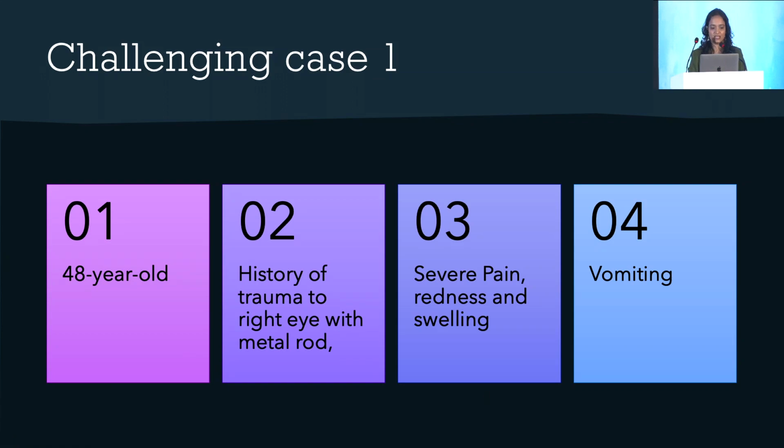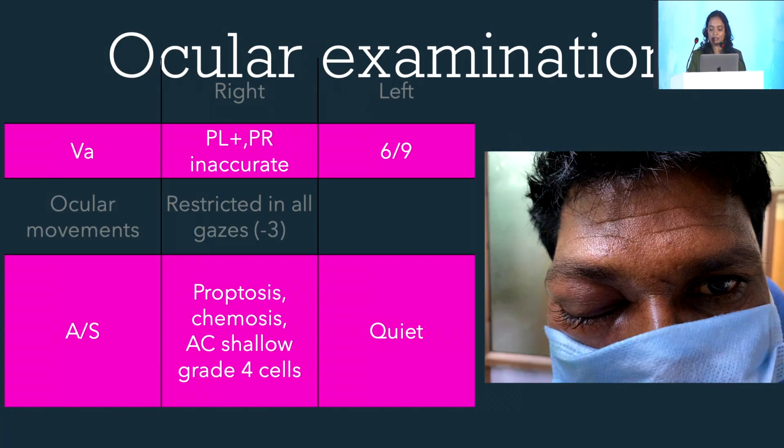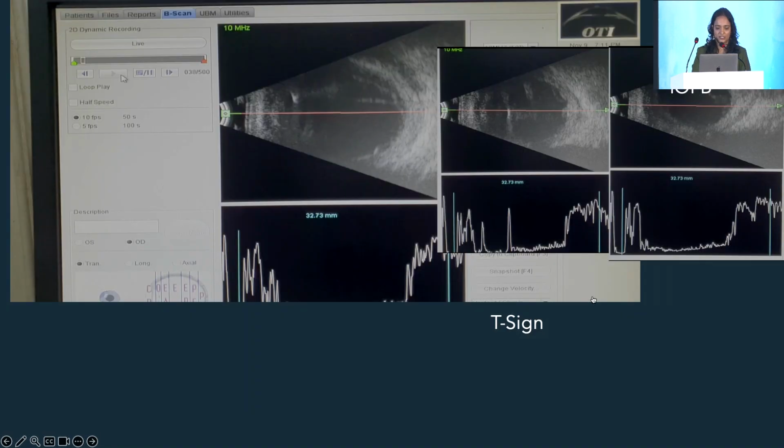This is the first challenging case. This was a 48-year-old gentleman with history of trauma to the right eye with a metal on metal activity. There was severe pain, redness and swelling. The patient also had intractable vomiting. The vision in the right eye was only PL and the ocular movements were restricted in all gazes. There was proptosis, severe chemosis and a lot of anterior chamber reaction.